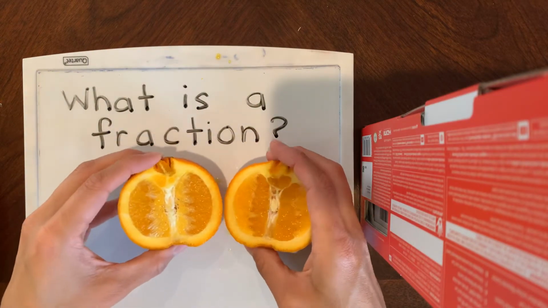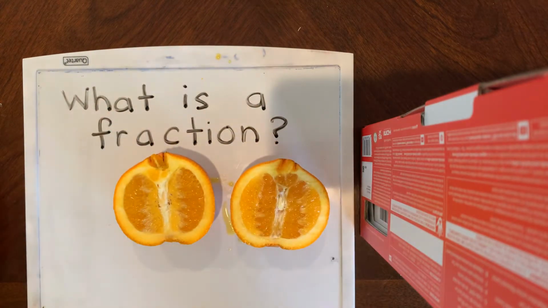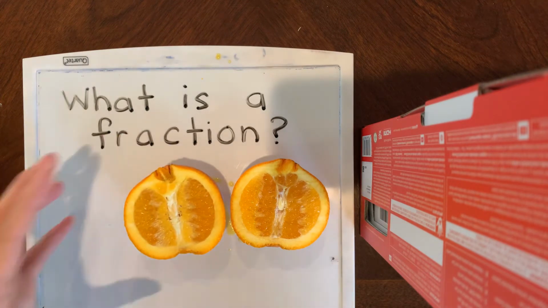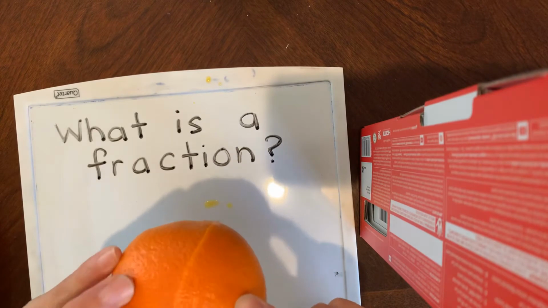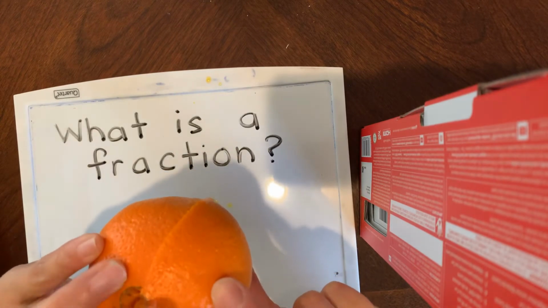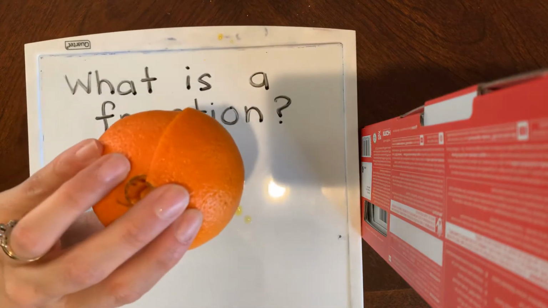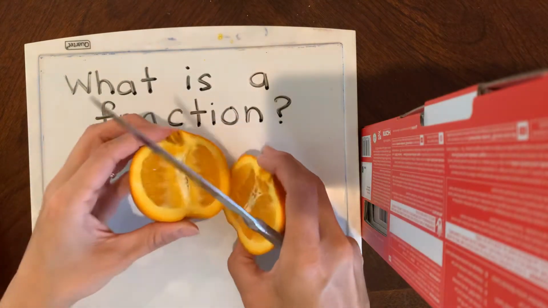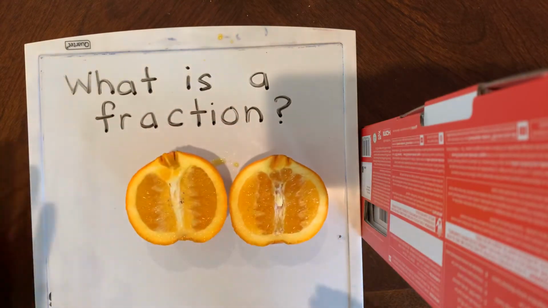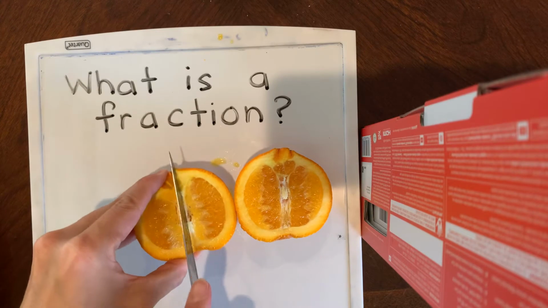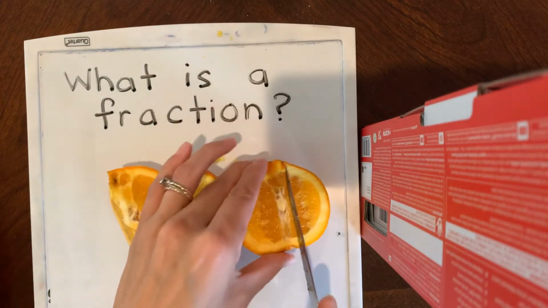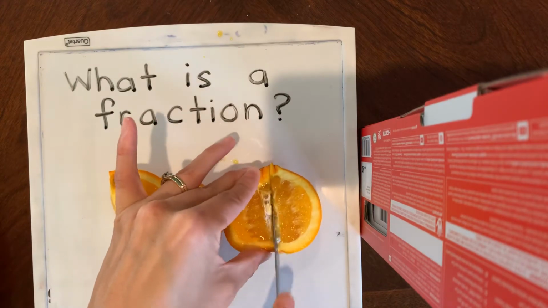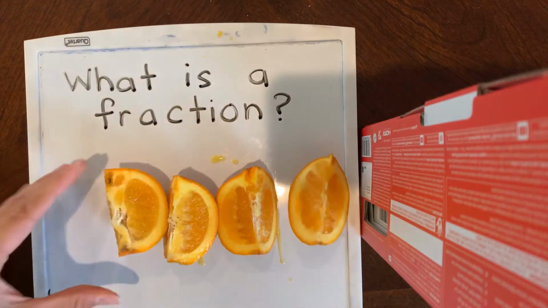So now I have two more friends come along, and I need to divide this whole into two equal parts again. So what could I do? I could cut them in half again. But now my whole's not changing. The size of my whole's not changing, but the size of my parts are changing.